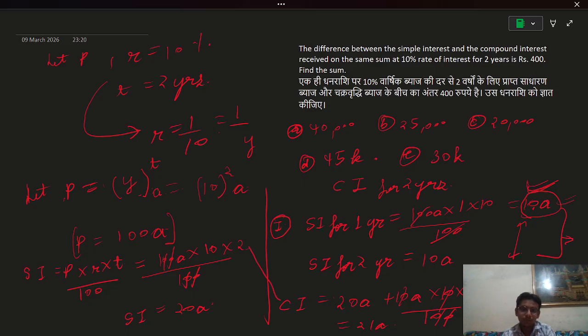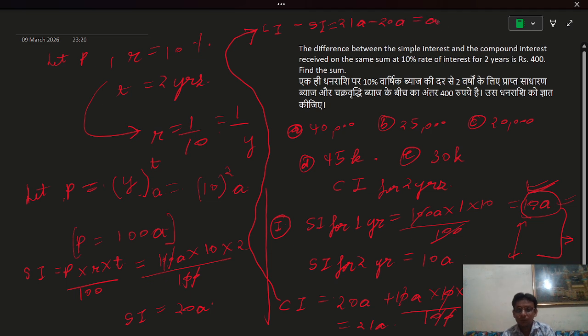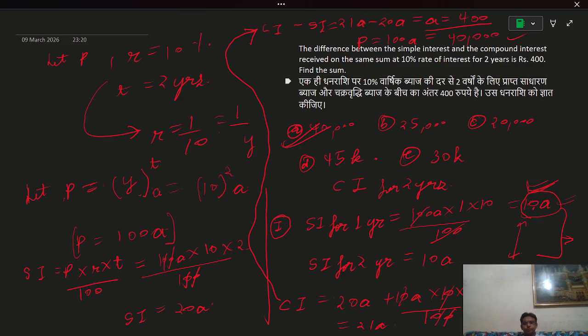Okay, now the difference is given between compound interest and simple interest, so 21a minus 20a. It becomes a, which is given as 400. So the value of a is 400. What will be the value of the sum? That is the principal. Principal equals 100a, which is nothing but 40,000. Hope you are clear with this. But there is another method as well to find the compound interest for 2 years. Let me explain that on the next page.